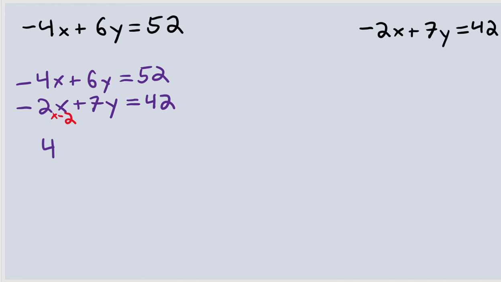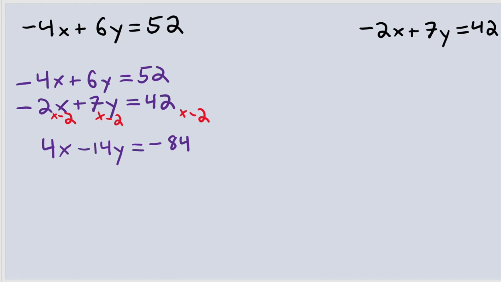Well, hold on. Why didn't I do just that? Let me just multiply negative 2 times negative 2, and I get my 4. Now, of course, it's an equation. So if I'm multiplying any part of it by negative 2, I have to multiply all of it by negative 2. So let me just rewrite that. Okay, so I have negative 2 times negative 2 is 4x. 7y times negative 2 is negative 14y. And then 42 times negative 2 is negative 84.